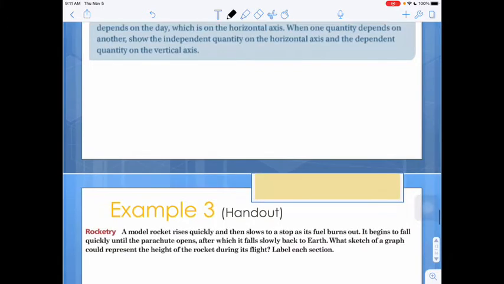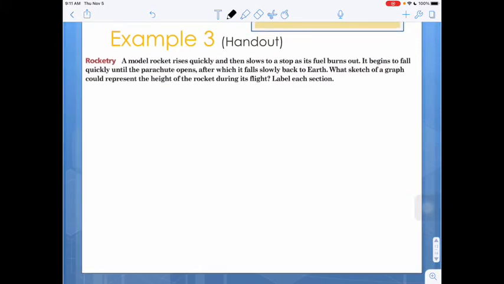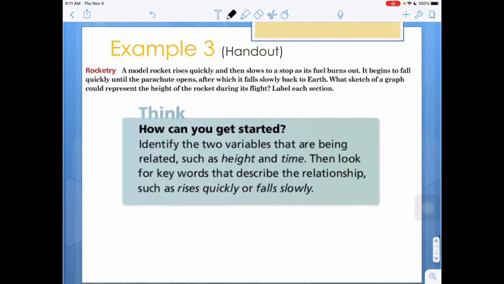vertical axis. So in example 3, it says a model rocket rises quickly and then slows to a stop as its fuel burns out. It begins to fall quickly until the parachute opens, after which it falls slowly back to Earth. What sketch of a graph could represent the height of the rocket during its flight? Label each section.